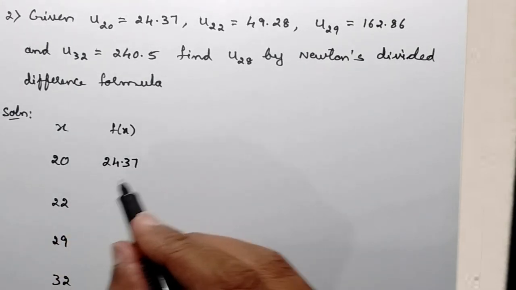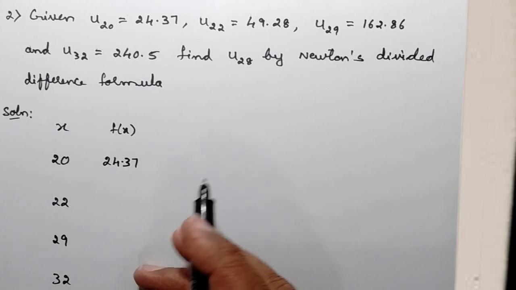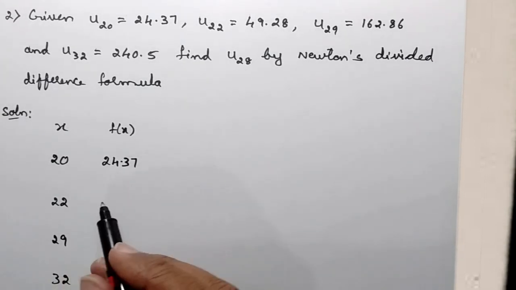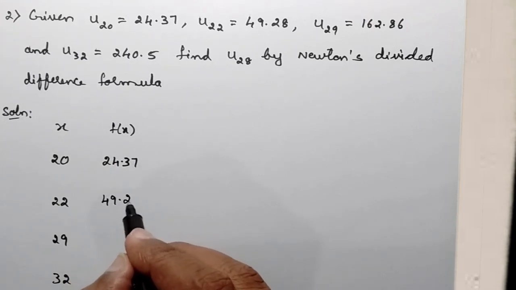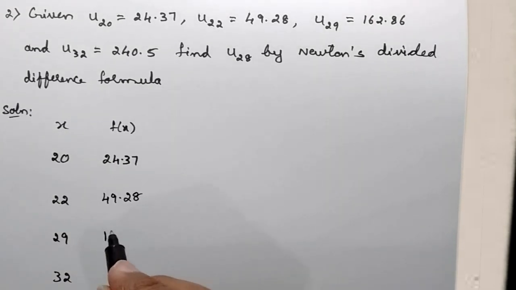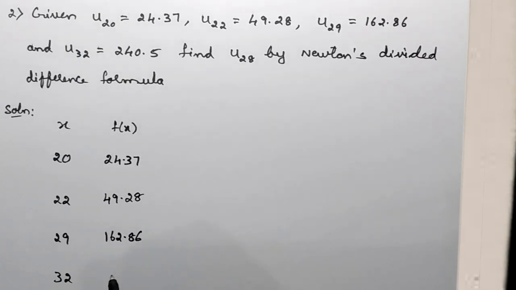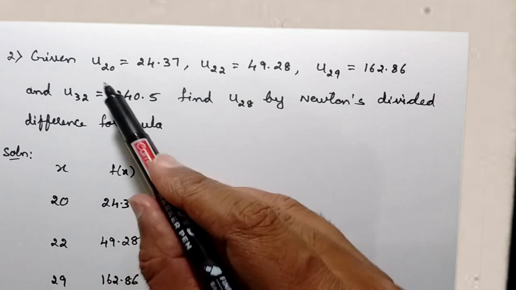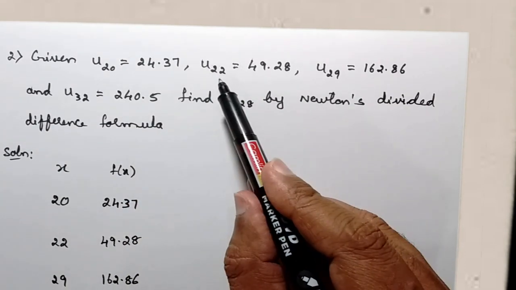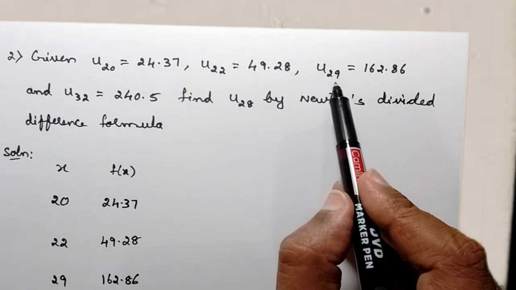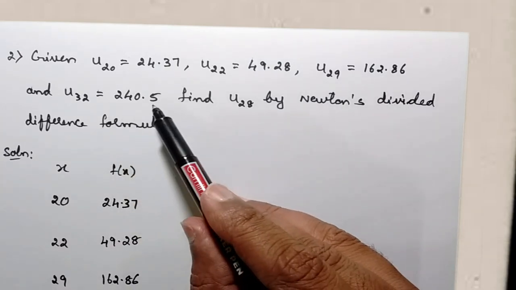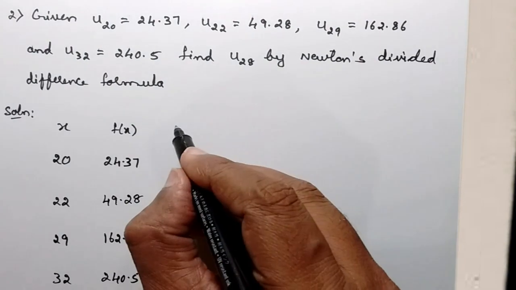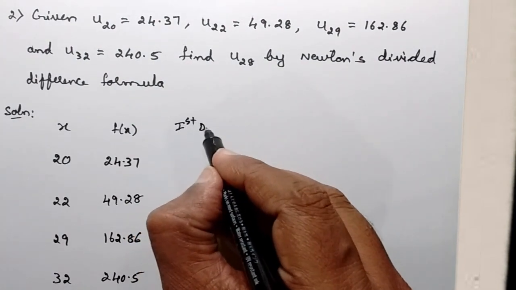You can leave some gap over here so that while you're calculating the first, second, third divided difference, it becomes convenient for you. Then you have it is 49.28. Then 162.86, and for 32 you have 240.5. So you can see for 20 you have 24.37, for 22 you have 49.28, for 29 you have 162.86, for 32 you have 240.5. So we'll calculate the first divided difference.